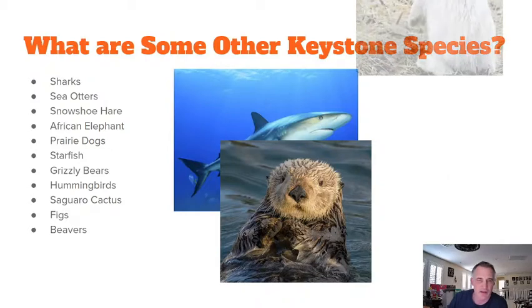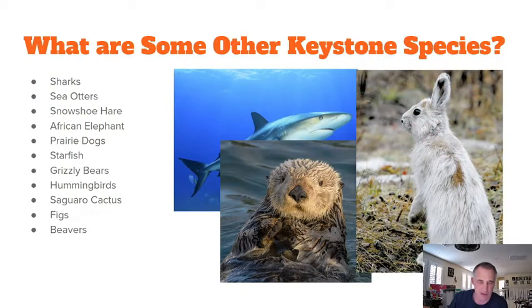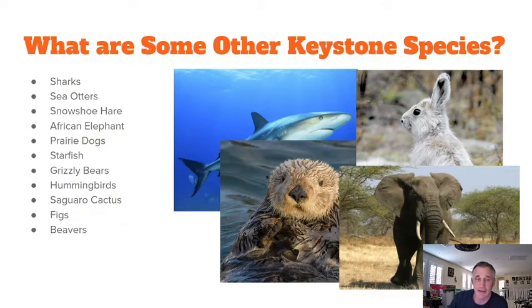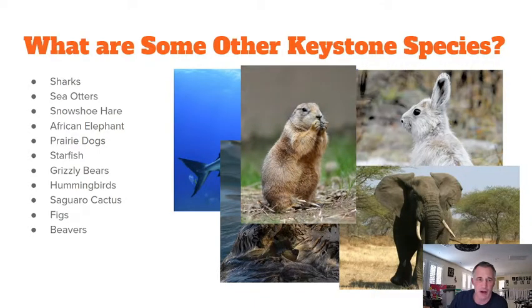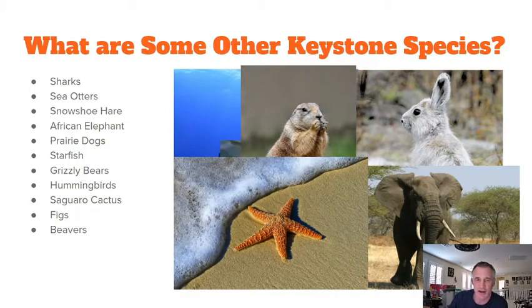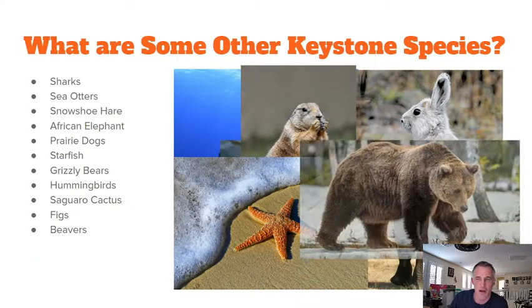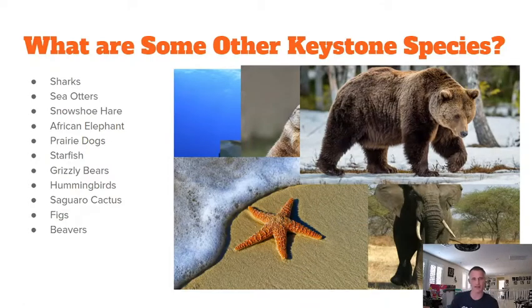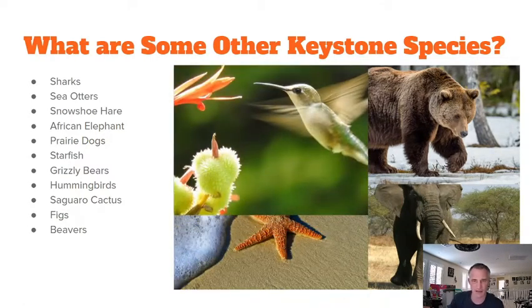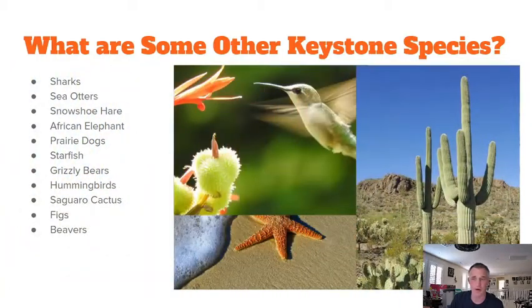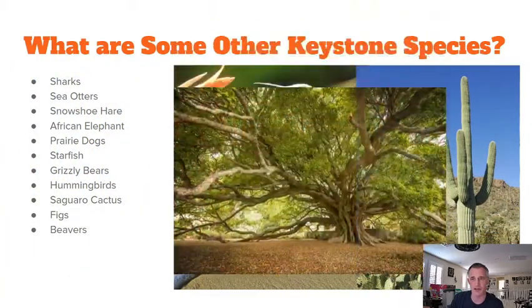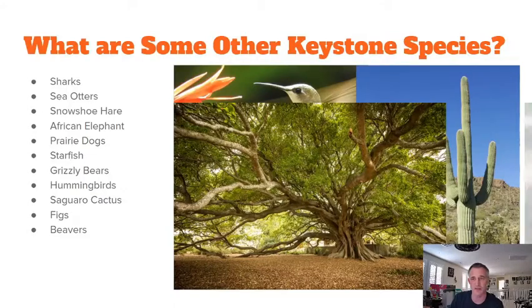We talked a little bit about beavers, and there's also sea otters, snowshoe hare. African elephant is a keystone species. The prairie dogs, starfish kind of help keep certain tide pool ecosystems in check. The grizzly bear is a keystone species. Hummingbirds are considered a keystone species. Not just animals, also plants. The saguaro cactus is a keystone species. Certain types of fig trees are keystone species.